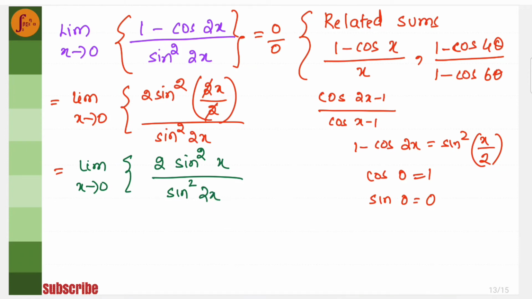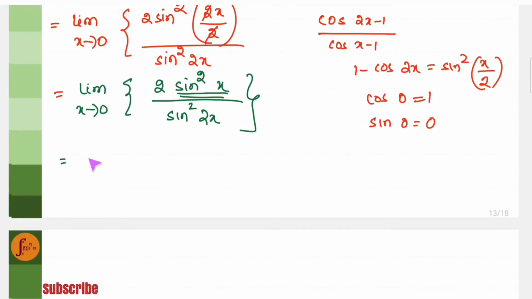We will have to get this to the theorem format. That is sine theta by theta. How can we do that? So you have here sine square x. We need x in the denominator. And we need only one sine x. But there is sine square x. So we can split this into sine x into sine x. So we can write this as 2 sine x into sine x by sine 2x into sine 2x.